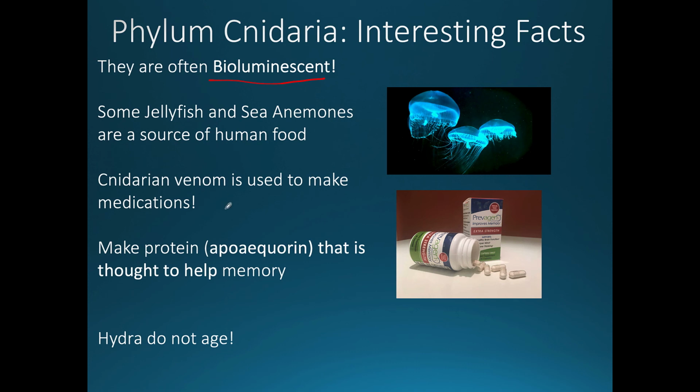Now, the venom that is produced by the cnidarians is very effective, and every time we find an organism, be it a jellyfish or a venomous snake, scientists like to study that venom because it turns out that it can often have some useful medicinal purposes, and that's true with the venom found in jellyfish as well. An interesting medicine that has come out of the study of jellyfish is this protein called apoaequorin that is thought to help improve memory in humans. One last interesting fact about the cnidarians is that within the cnidarians, Hydra do not appear to age.